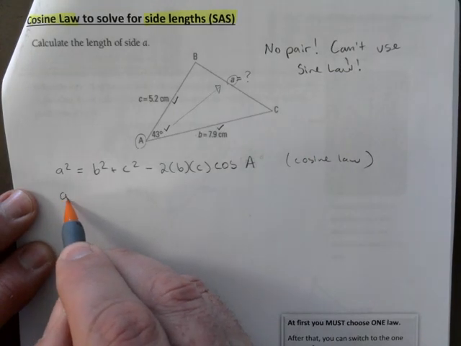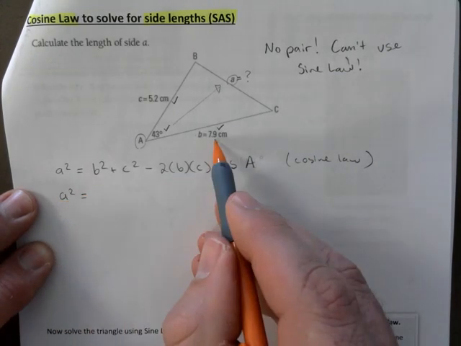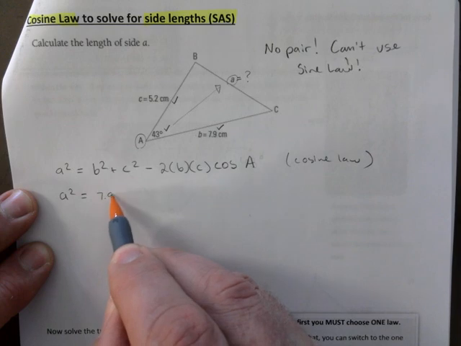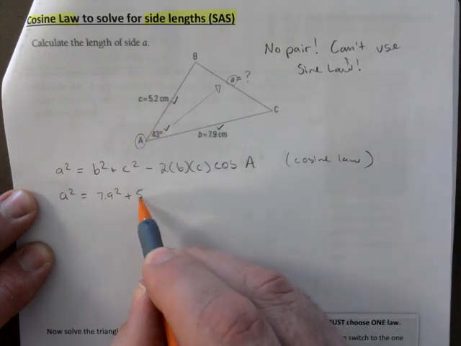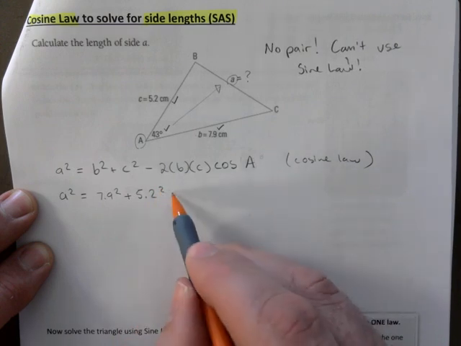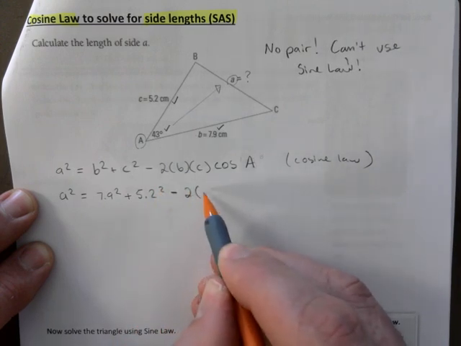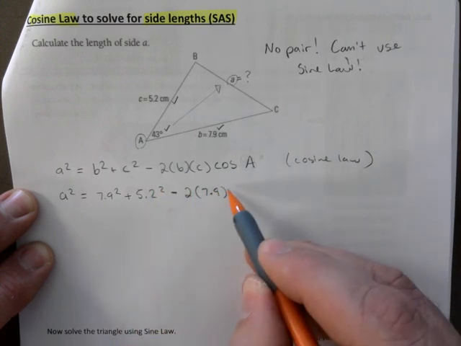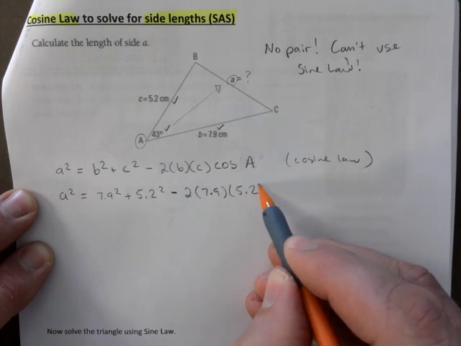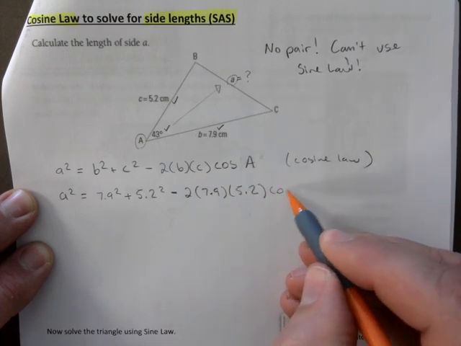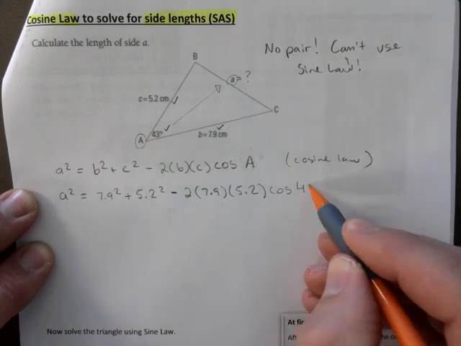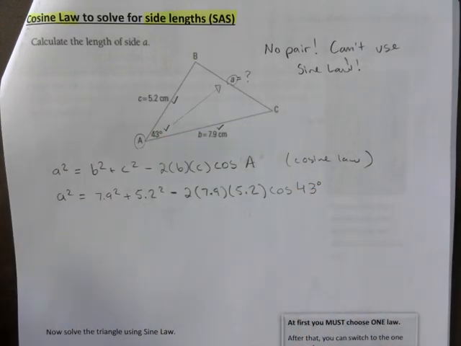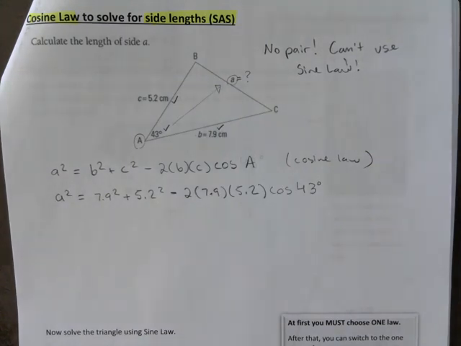So you go A squared is equal to 7.9 squared plus 5.2 squared minus 2 times 7.9 times 5.2 times cosine of the only angle that's available, guys. You can't miss that. If it's an SAS, you only have that one angle, so that needs to go there.